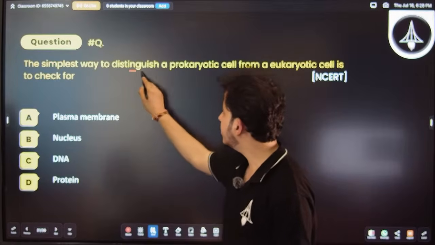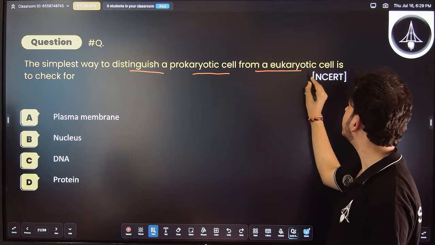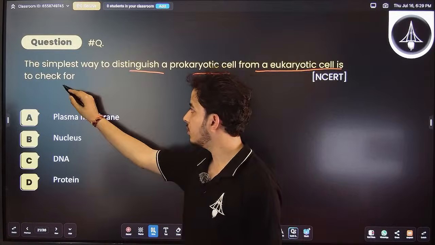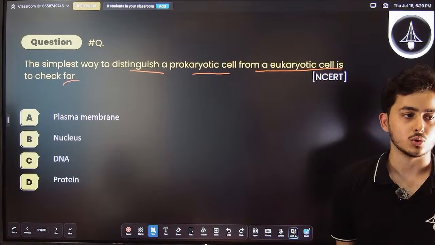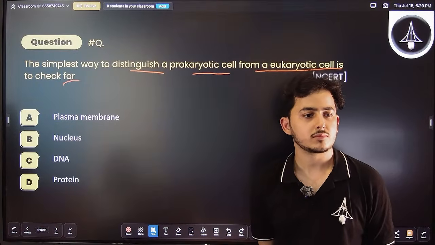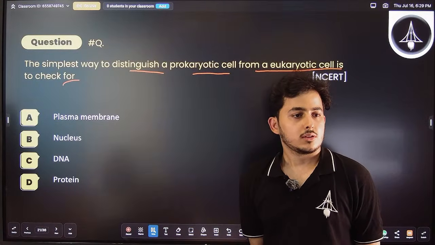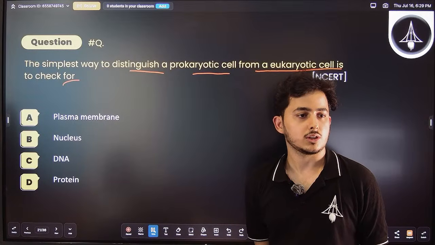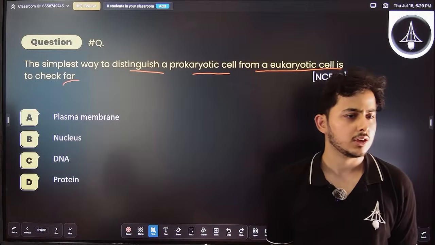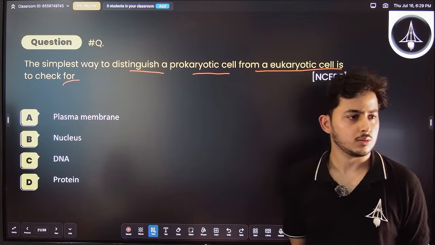The simplest way to distinguish a prokaryotic cell from a eukaryotic cell is to check for. Now this is a question that I am putting for your knowledge. I hope everyone knows this, right? What are the options? Many people are saying A, B, B.